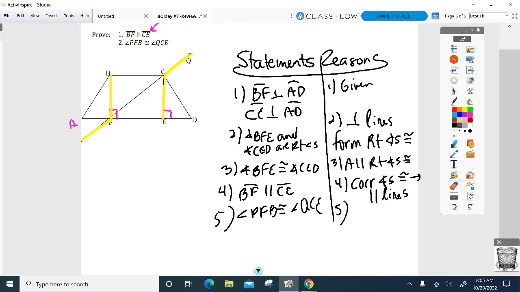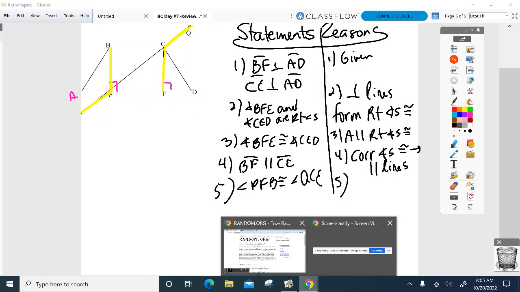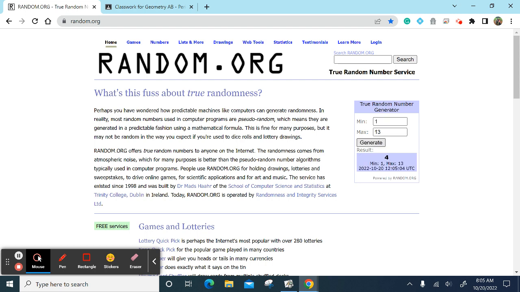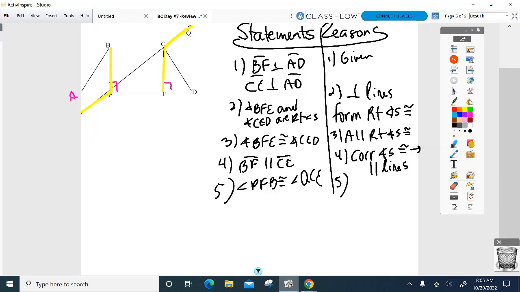How would I write this last reason now? Now that we know what type of angles they are. 4, help me out. What type? How can I write this? Parallel lines. Good way to start it out. Go ahead. Imply alternate exterior angles are good. Good job.